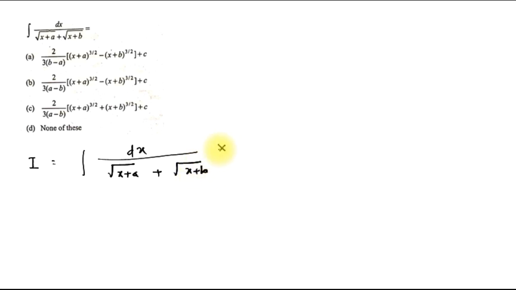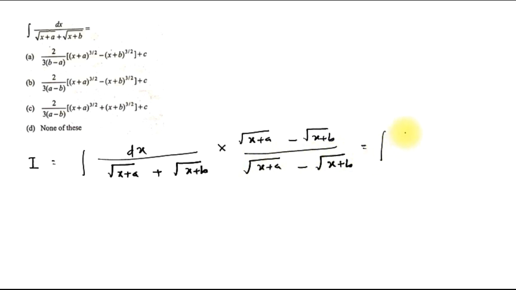Now here we multiply the numerator and denominator by under root x plus a minus under root x plus b. See here, this becomes integration of under root x plus a minus under root x plus b, and the denominator is equal to a plus b into a minus b, that is a square minus b square. So here we can write it as x plus a minus x minus b. So x cancels out, and the integration becomes this one.